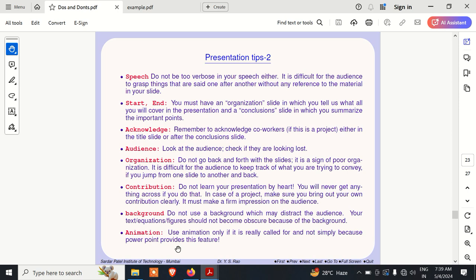So when you are presenting your contents, when you move your slides, do not go back and forth with the slides. It will indicate that you have not properly organized your presentation. And it is difficult for the audience also to keep track of your slides. So do not jump back and forth while moving the slides. Be sequential in nature, except maybe the previous slide, you can go back.